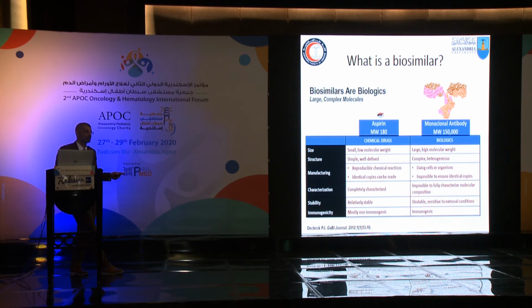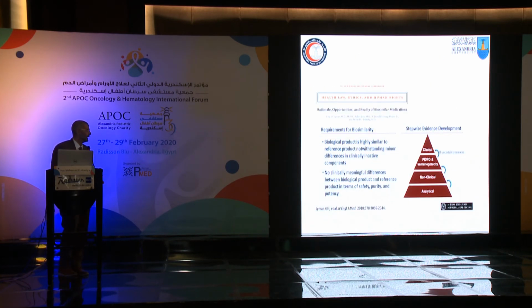The chemical compounds are relatively stable, versus the monoclonal antibodies, which are not stable. Some of them are labile to heat and labile to light. The chemical compounds don't have immunogenicity; on the other hand, the monoclonal antibodies do. So the FDA has been developing a process to make sure of the similarity between an originator and the biosimilar applicant. The requirements for biosimilarity, as you can see, are a very tedious process.